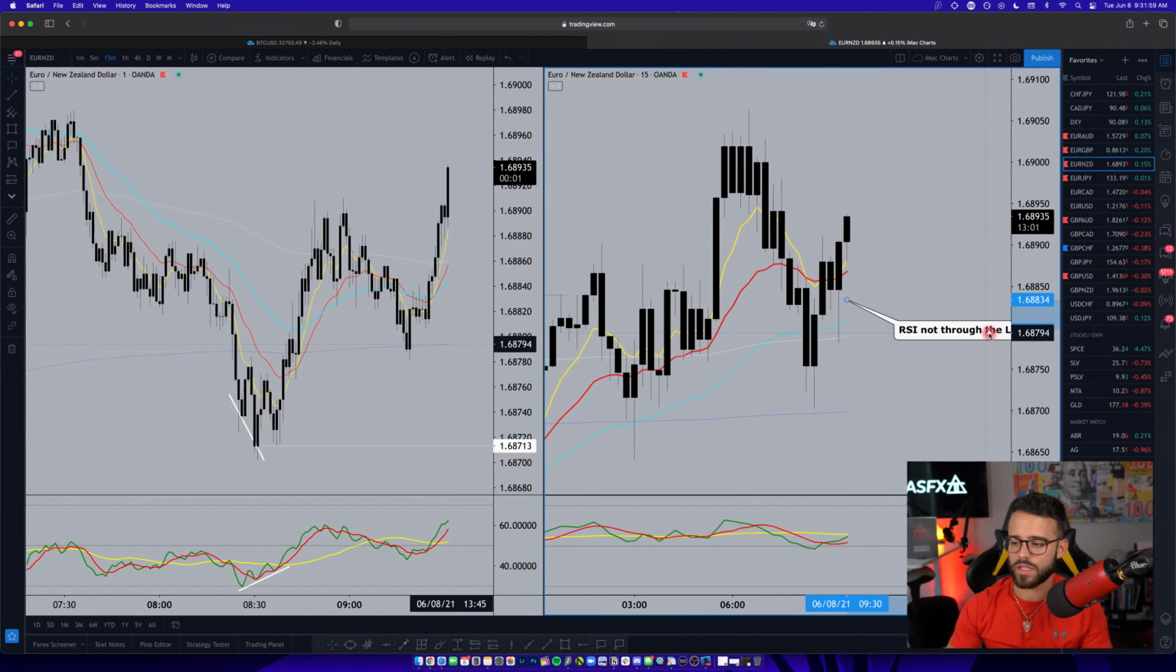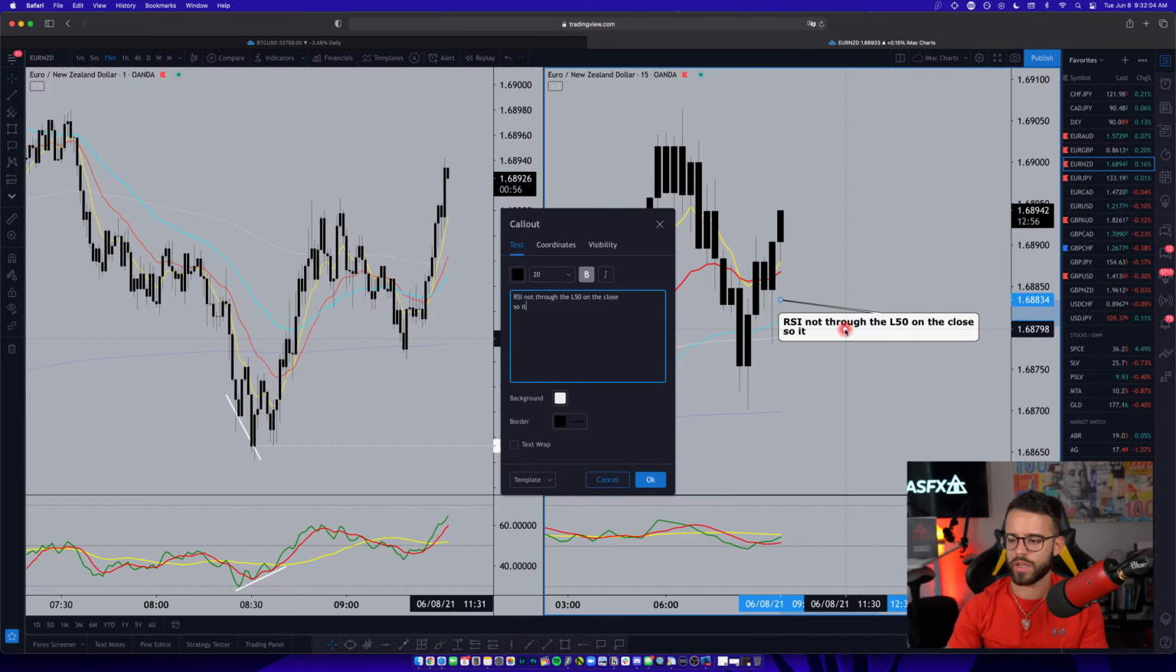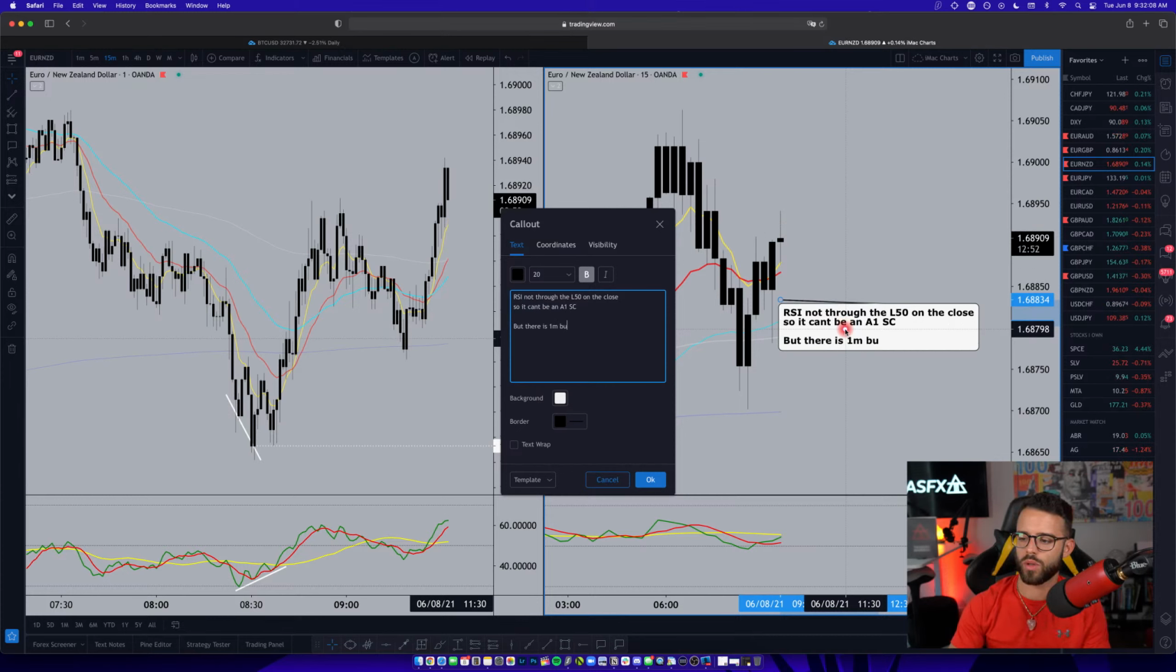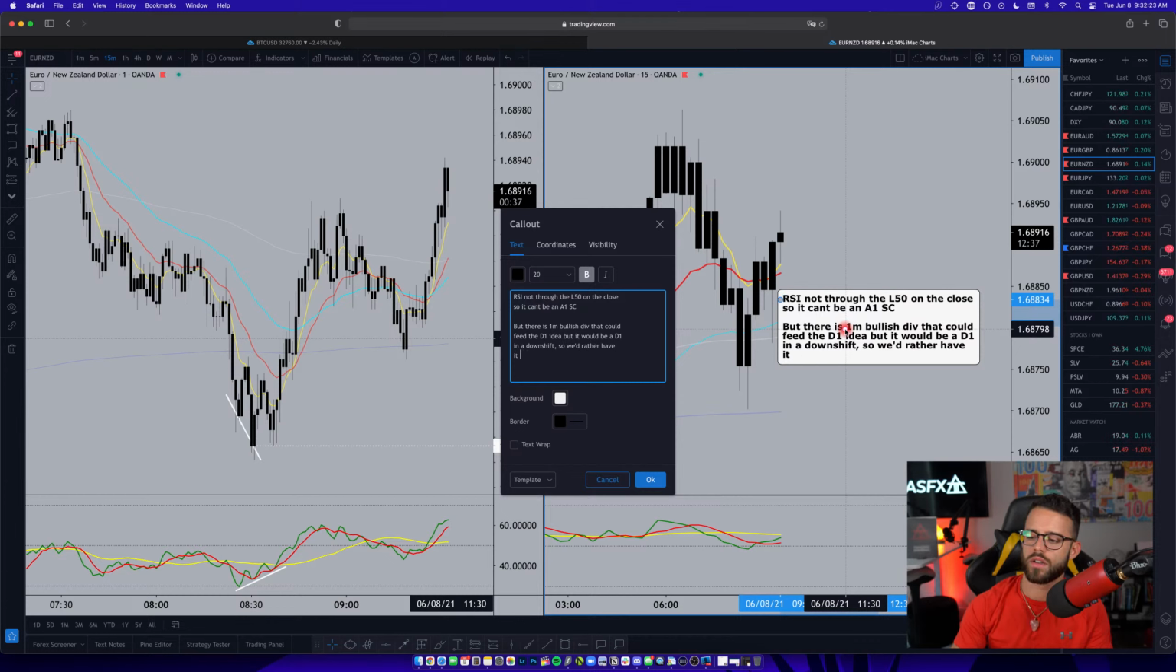I think you could look at this. So let's take some notes on this. So RSI not through on the close, so it can't be an A1 shift candle, but there is 1 minute bullish divergence that could feed the D1 idea, but it would be a D1 in a downshift, so we'd rather have it in an upshift before we take entry.